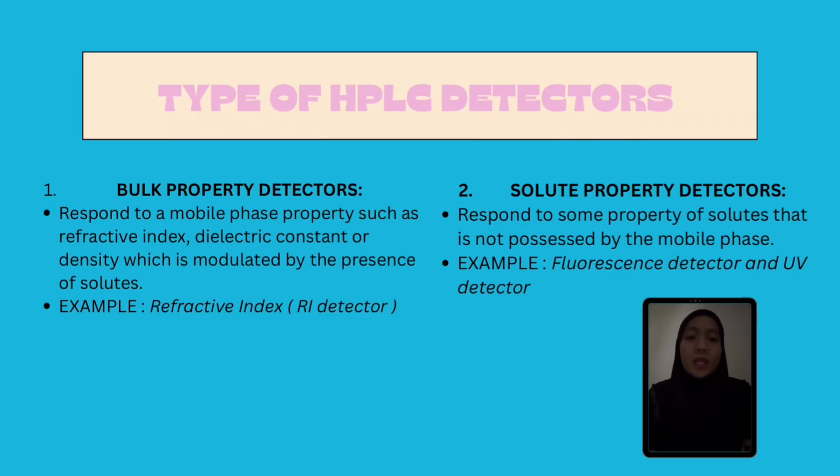There are two basic types of detector in HPLC. Number one is bulk property detectors that respond to the mobile phase, and an example of these detectors is the refractive index detector. The second one is solute property detectors that respond to some property of the solute such as UV absorbance, fluorescence, or diffusion current that is not possessed by the mobile phase. Examples of solute property detectors are fluorescence detectors or UV detectors.